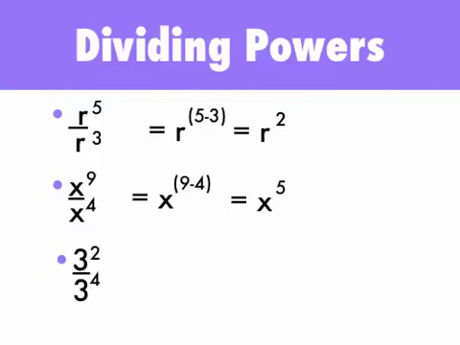And then for the last example, I have 3 squared divided by 3 to the 4th. Remember, it's always the top exponent minus the bottom exponent, and in this case, I have 2 minus 4. Well, when you do 2 minus 4, you end up with a negative 2. So I have 3 to the negative 2nd power. We're about to talk about this, but if you remember, you could actually rewrite this using a positive exponent by putting 3 squared under 1, which would give you 1 over 3 to the positive 2nd.